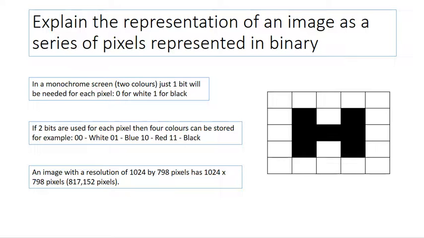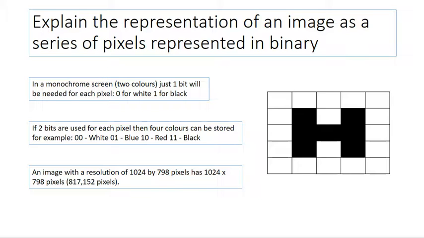Because this is a nice simple image, we can make this up with binary quite easily, with the white squares being equal to 0 and 1 being represented for the black squares. So the top row of this would be equal to 0, 0, 0, 0, 0. The second row would be 0, 1, 0, 1, 0. The third row would be 0, 1, 1, 1, 0. The fourth row 0, 1, 0, 1, 0, and then the fifth row another group of zeros.